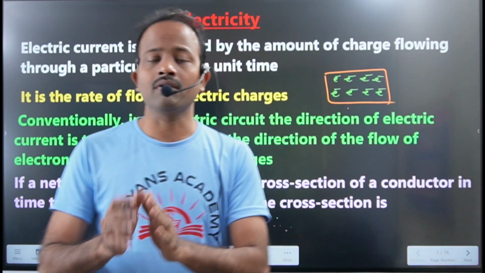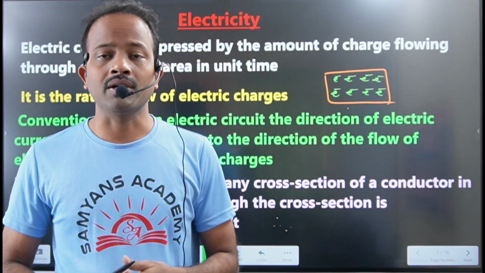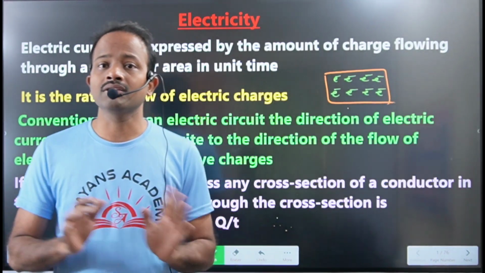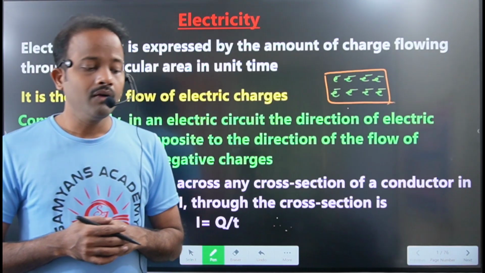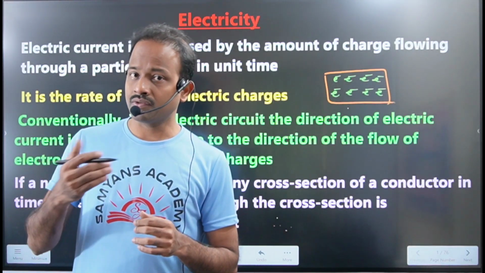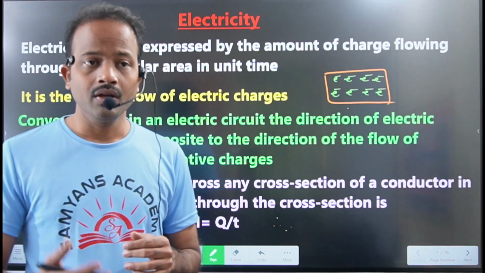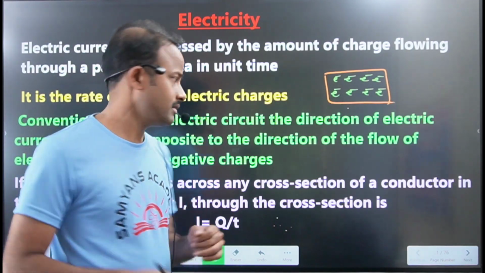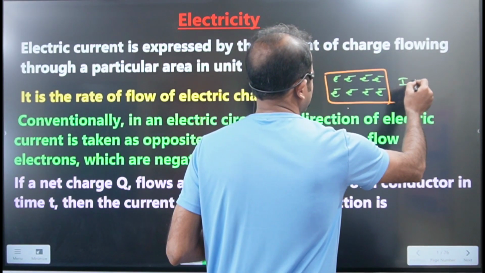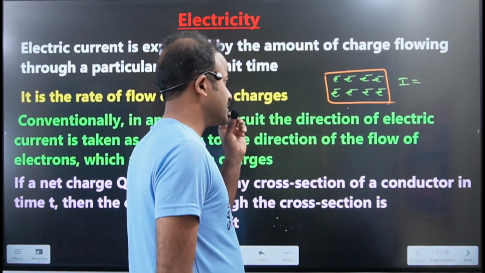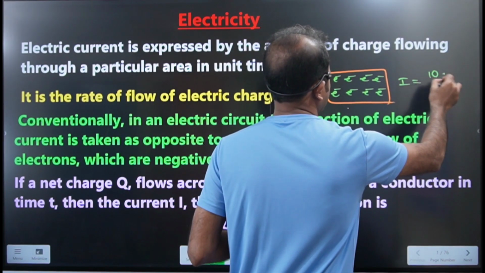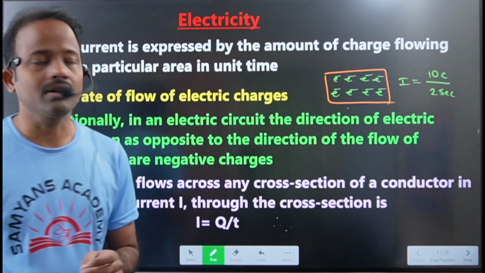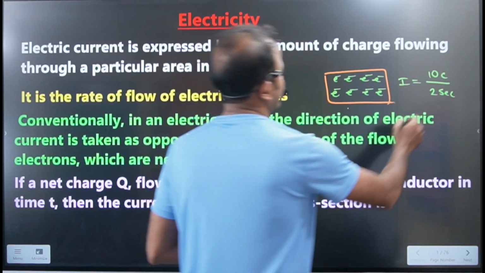For example, in 1 second of time, 200 coulomb of charge is passing. What is the current flowing through it? 200 by 1 second, which is equal to 200 ampere. For example, 10 coulomb of charge is flowing through the conductor in 2 seconds. Then how will you calculate the current? 10 by 2, which is equal to 5 ampere.